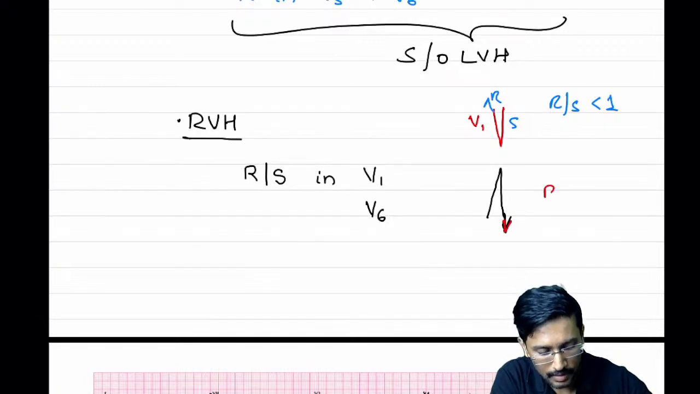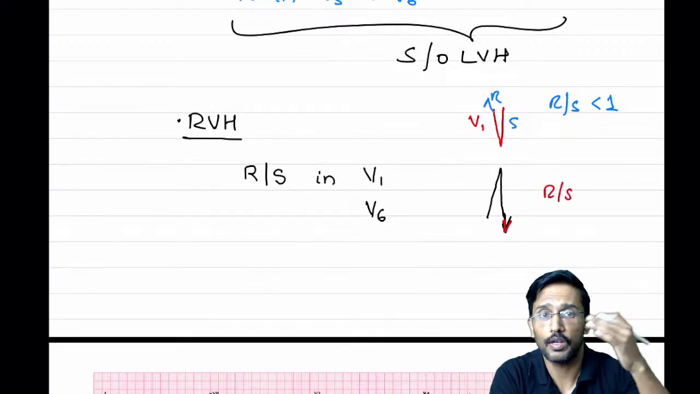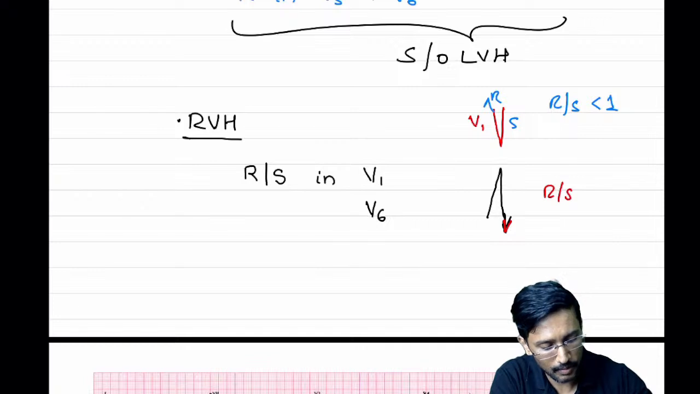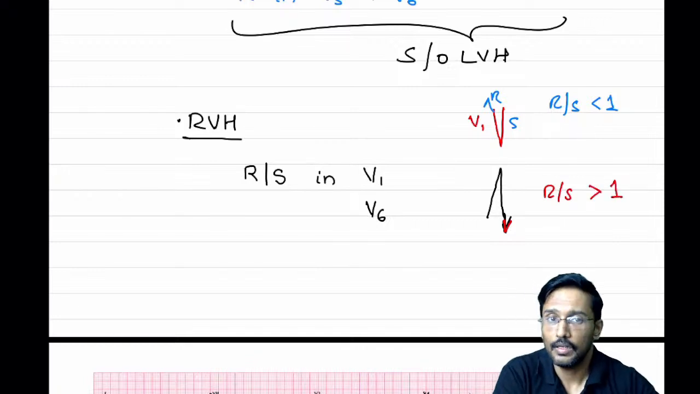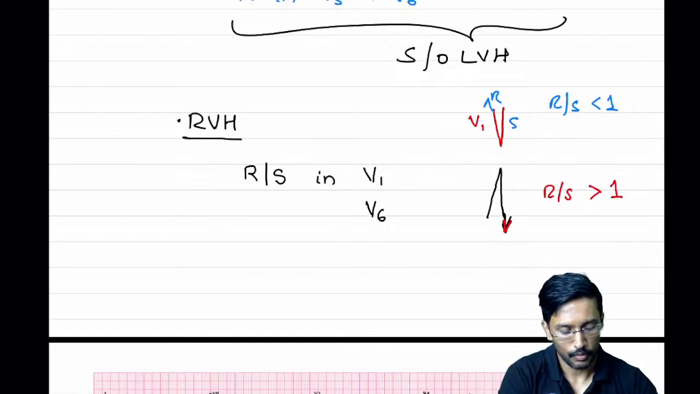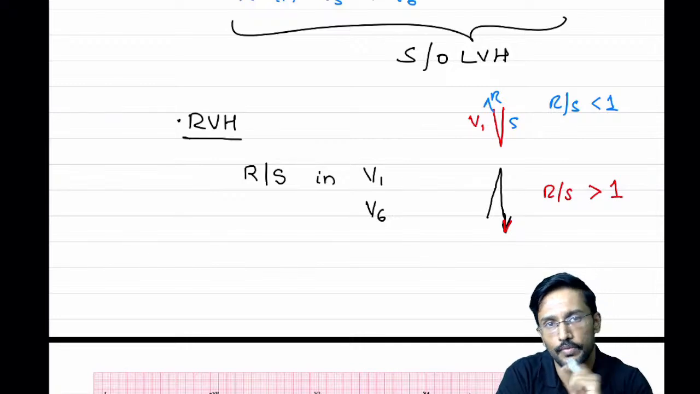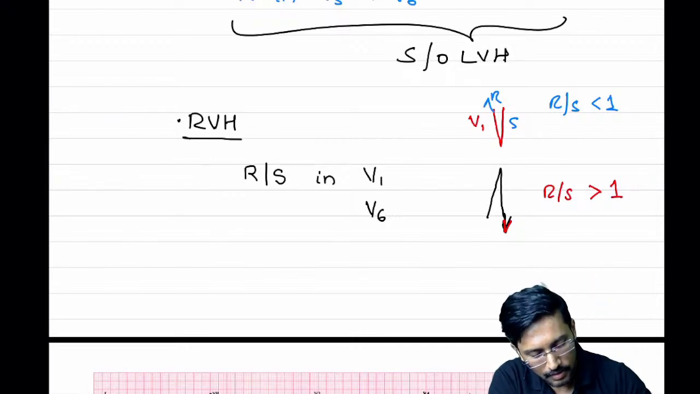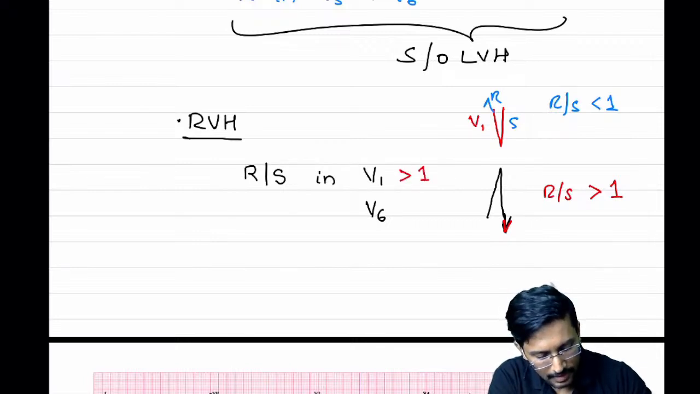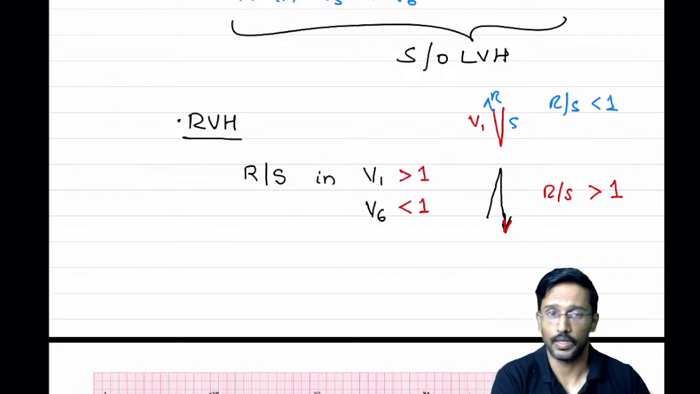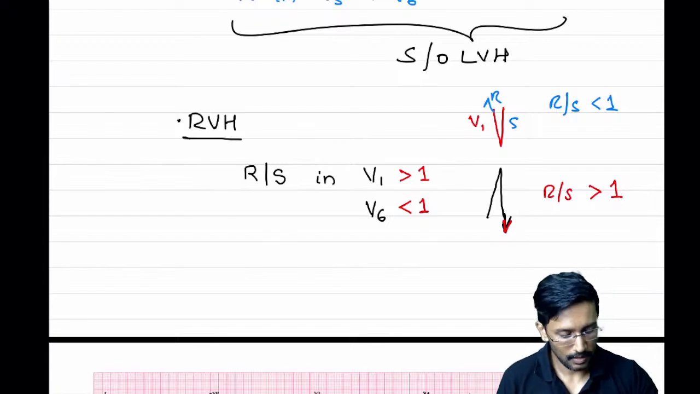So here if I look at R by S ratio, R will be more than S, so it will be bigger than 1. But when I have right ventricular hypertrophy, the ratio gets reversed. That's my best clue to recognize right ventricular hypertrophy. So R by S in V1 more than 1 and in V6 less than 1 is suggestive of right ventricular hypertrophy.